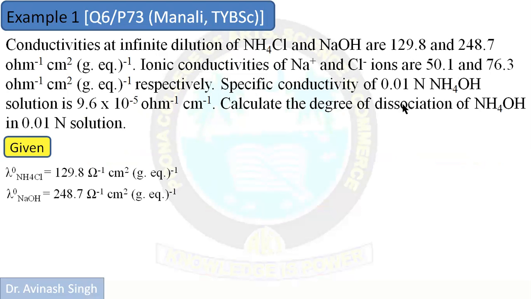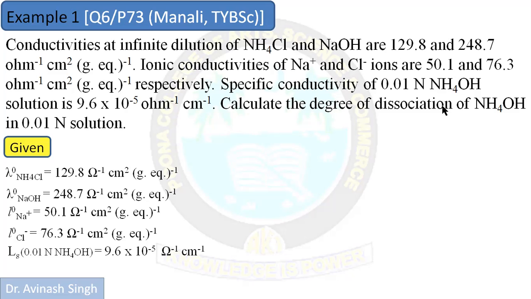For NaCl, ionic conductivity at infinite dilution for Na plus is given to be 50.1, and for Cl minus is 76.3. The specific conductance of 0.01 normal ammonium hydroxide is given, and we have to find out the degree of dissociation of ammonium hydroxide at this concentration.